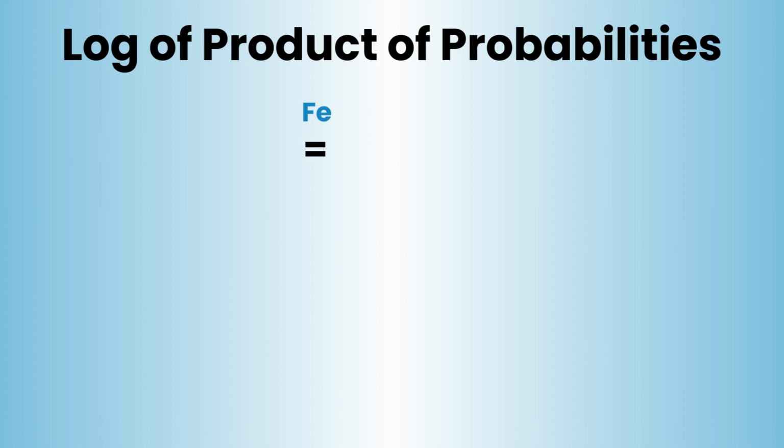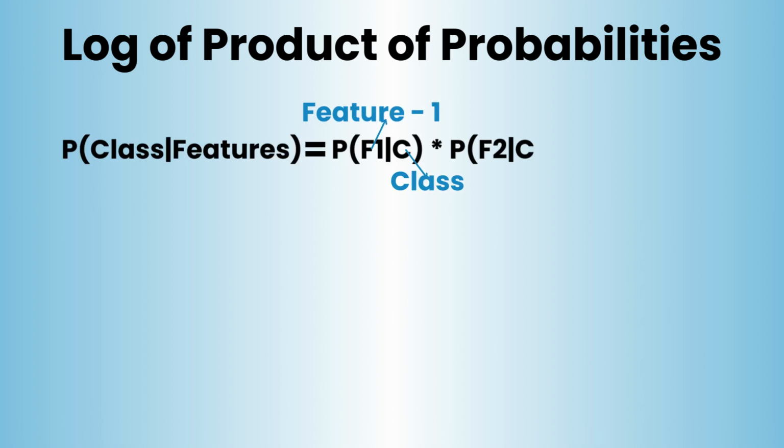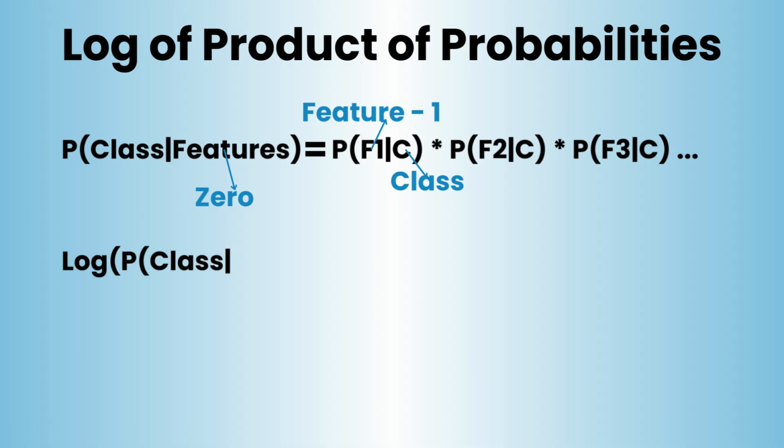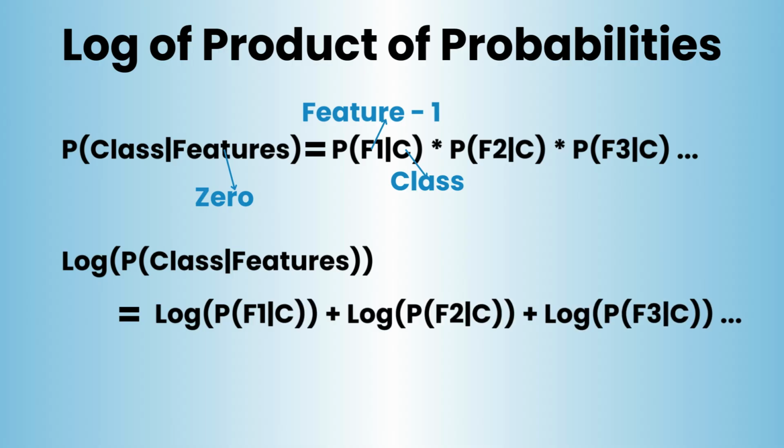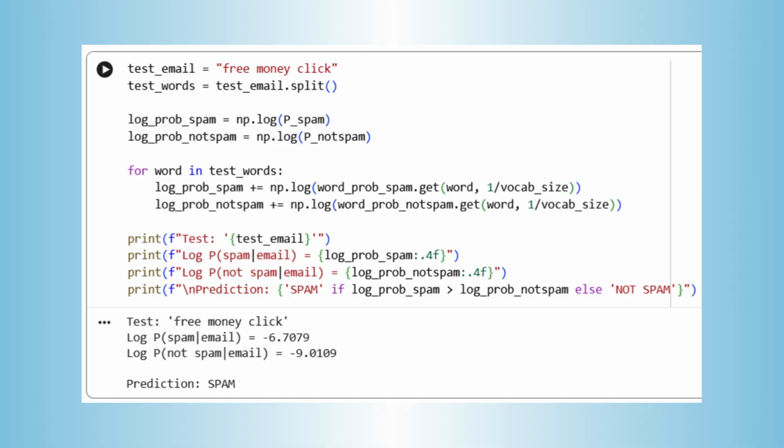We are calculating the product of probabilities to determine the class. The issue here is that the more words we have and the words with less probability, the product of these probabilities tends to be near 0 and it might be difficult to determine the class. To resolve this issue, we could take the log of the product of probabilities, which would be the sum of log of individual probabilities. Let's try to classify another email using a log of probabilities.